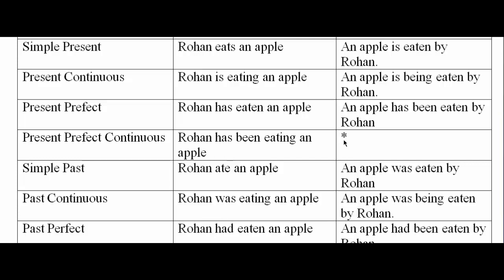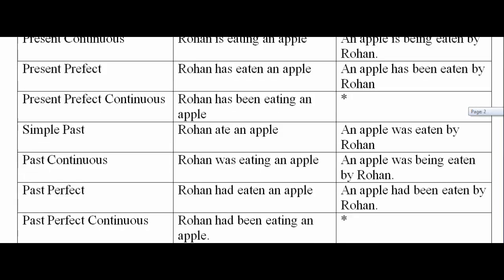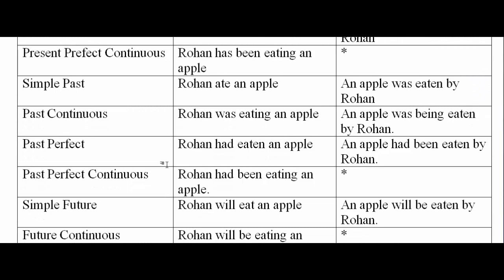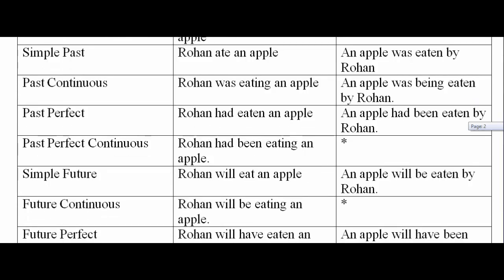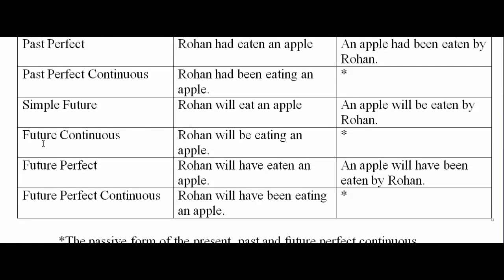Now you see the asterisk mark here. In modern English, we don't use the present perfect continuous tense in the passive form. We don't use it in regular speech or writing. Likewise, the present perfect continuous, past perfect continuous, and the future tenses, future continuous and future perfect continuous, all have the asterisk marks that are given here.